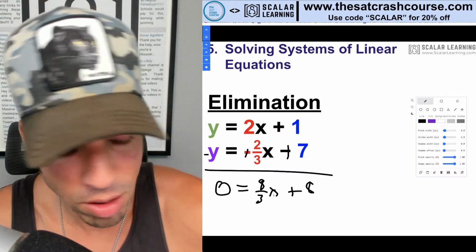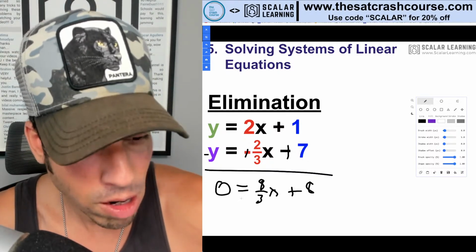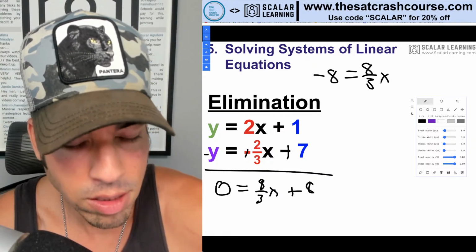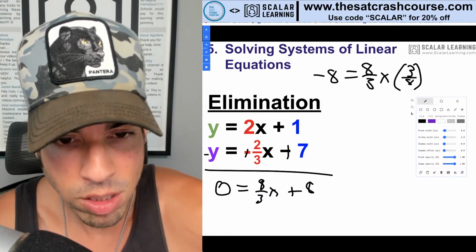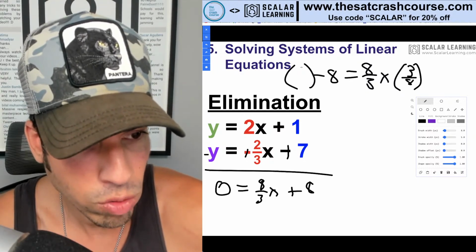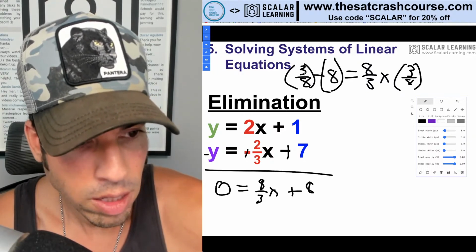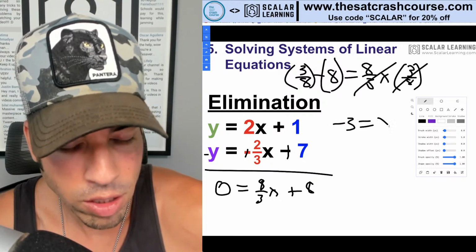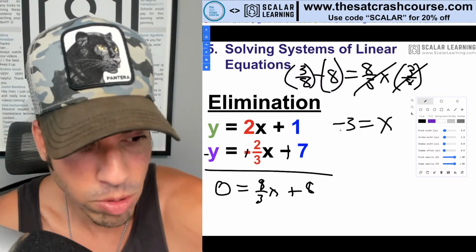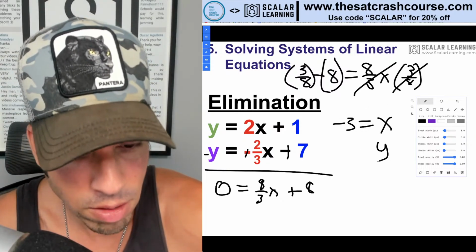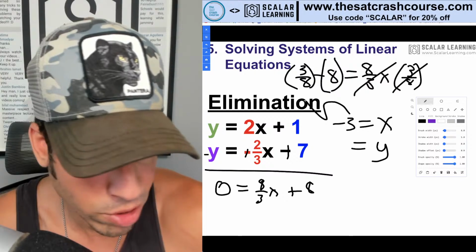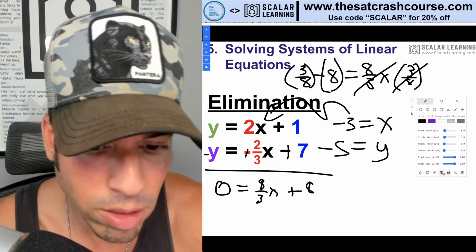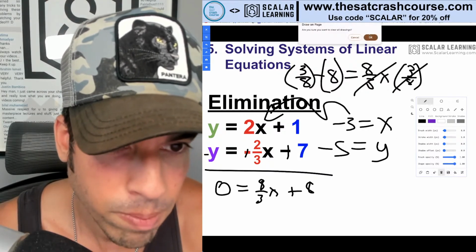Now, again, I don't like that fraction, but it is what it is. Now, minus 8 from both sides. Negative 8 equals 8/3 x. To isolate, multiply by the reciprocal of 8/3, which is 3/8. And then 3/8 of negative 8 is negative 3. You see we get the same answer whether we use elimination or substitution. Again, to get the value for y, we follow the same procedure. Plug it into either equation, and we get negative 5 for y. That's how you do it. Boom, done. All right, let's keep it going.